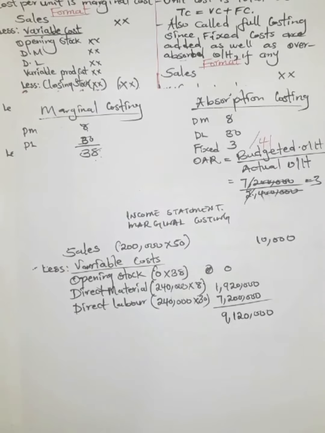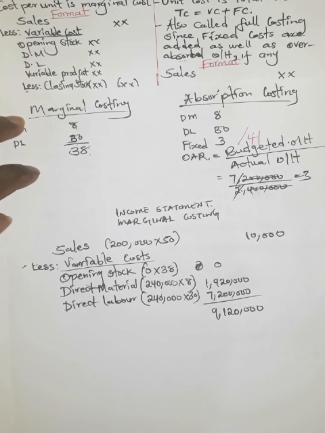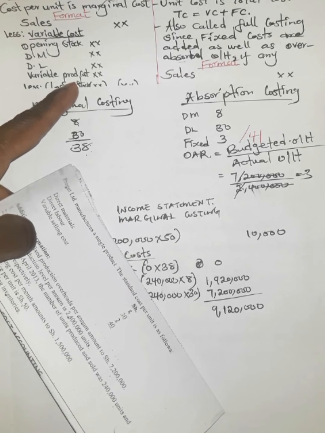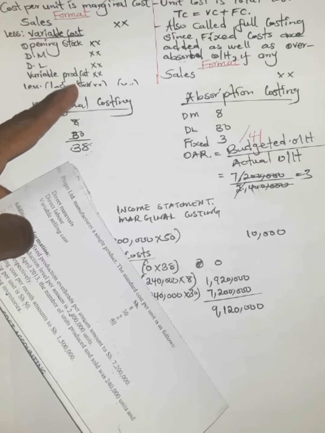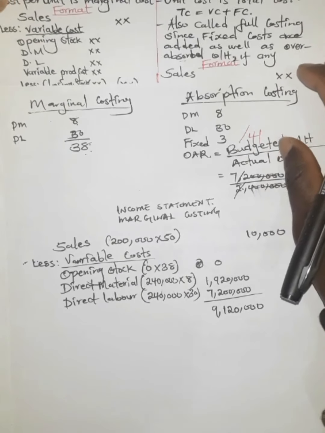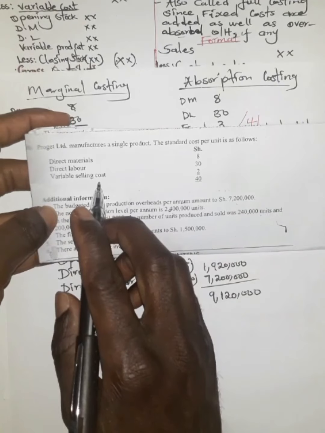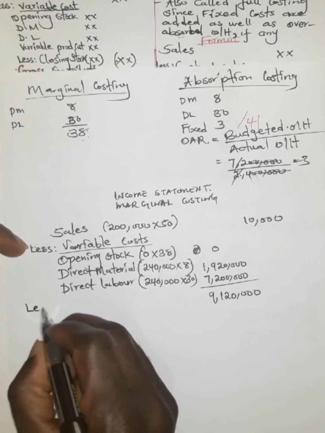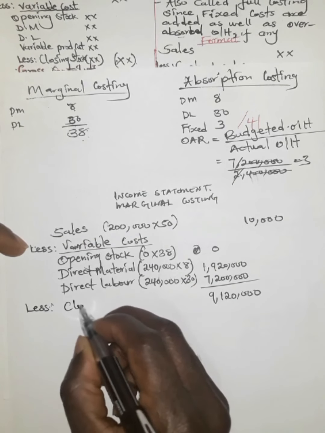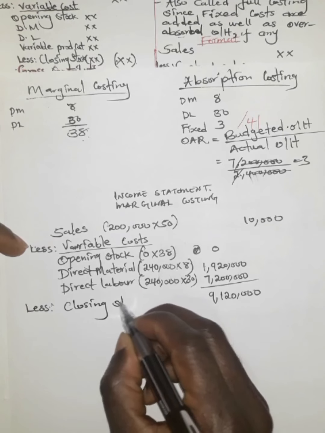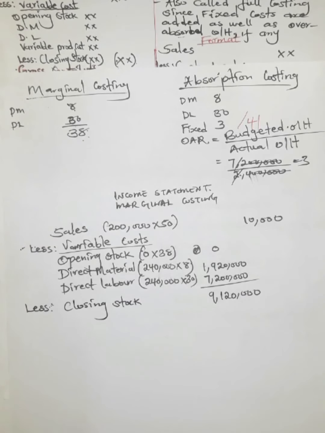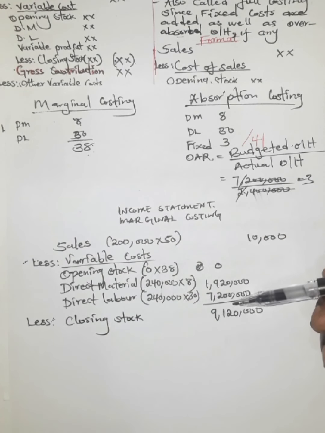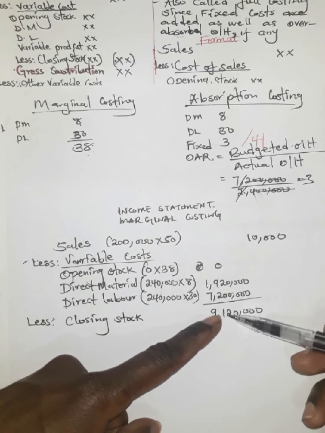Alright, then when you talk about the variable production cost, in this case we don't have any variable production cost, we only have the variable selling cost. So we shall go to the closing stock. We shall further less the closing stock. And why are we lessing closing stock? This is what is available, and you want to see what was sold.